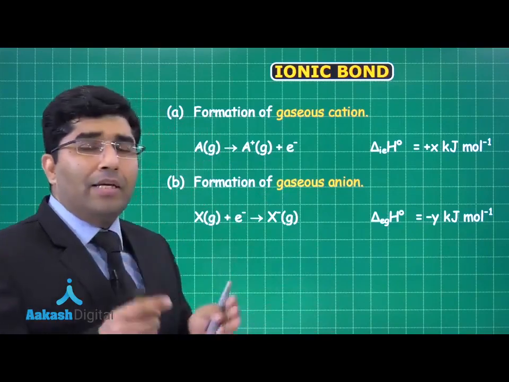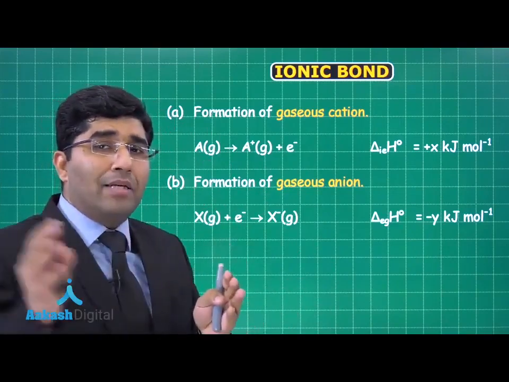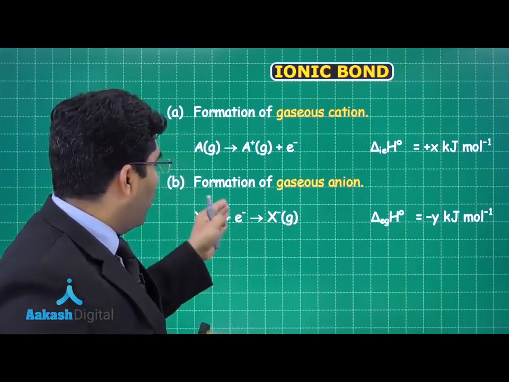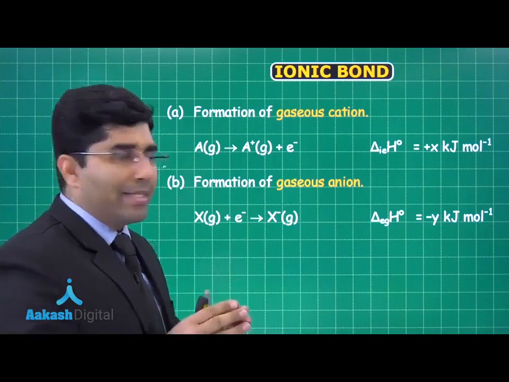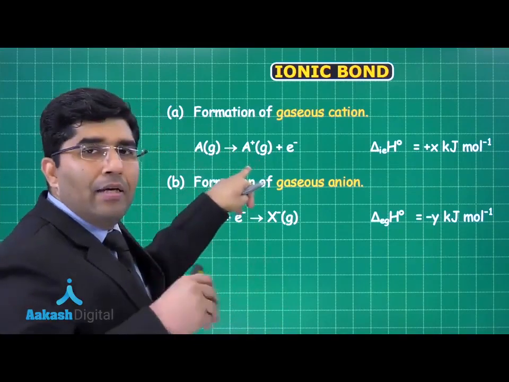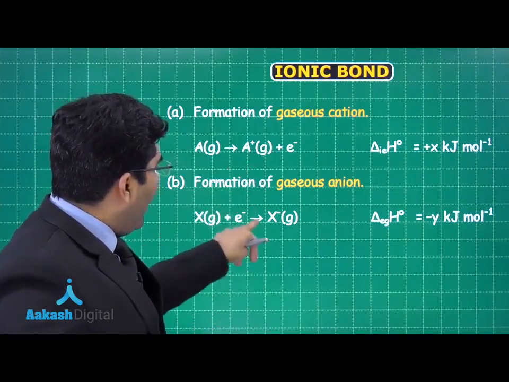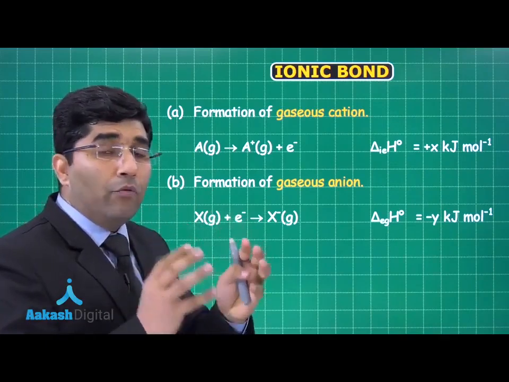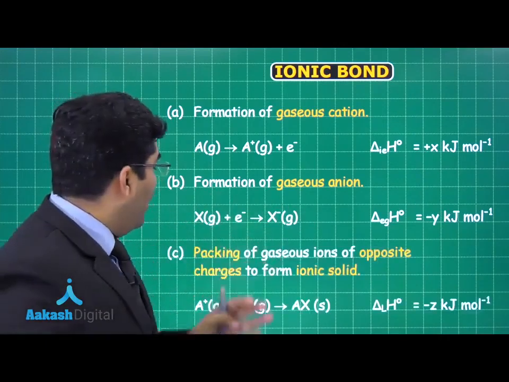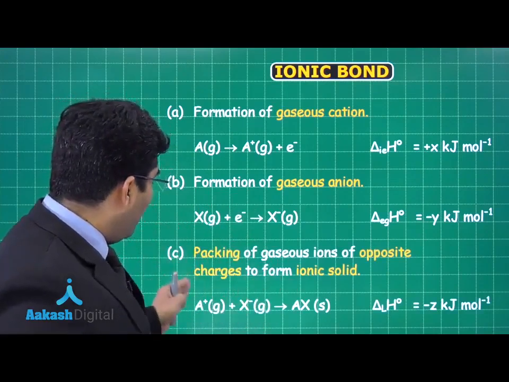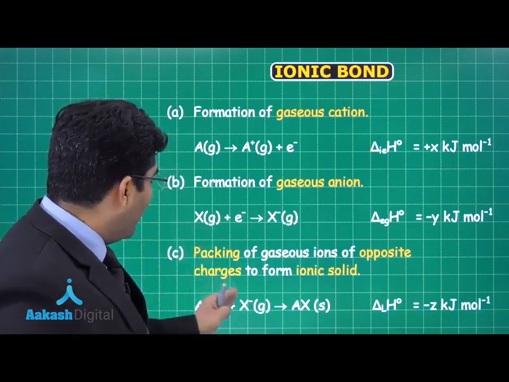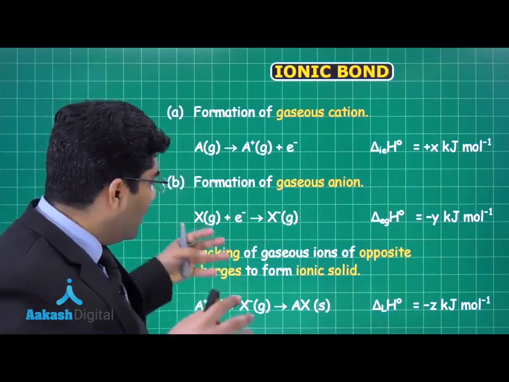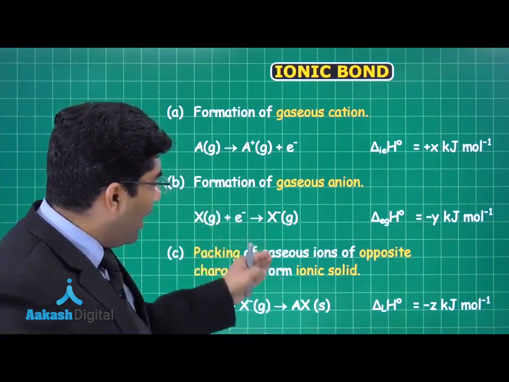The second energy is electron gain enthalpy, which we also discussed in the last chapter. So X gaseous plus electron will give you X minus gas. So A plus gas is the cation and X minus gas is the anion. But now they are in the gaseous state. What will they do? They will attract each other and form a solid. You can see here they will pack with each other. A plus and X minus, both in the gaseous state, will combine and form an ionic solid.